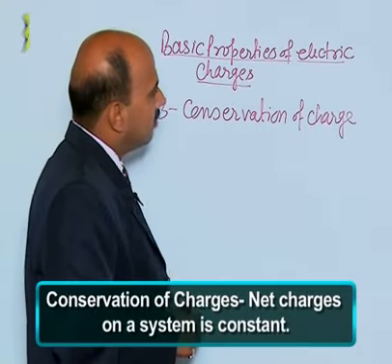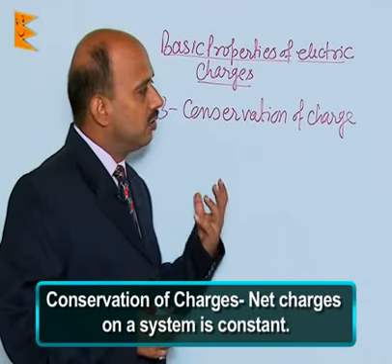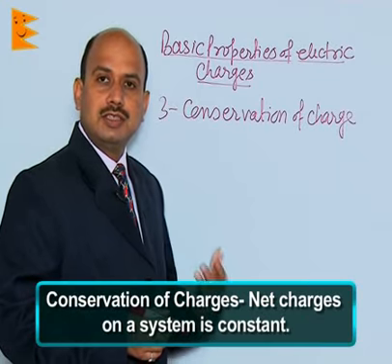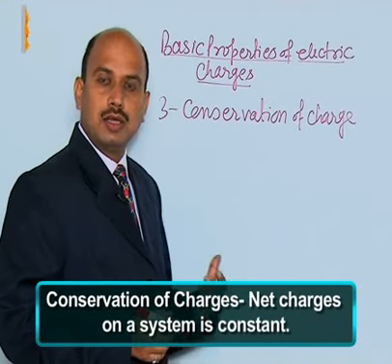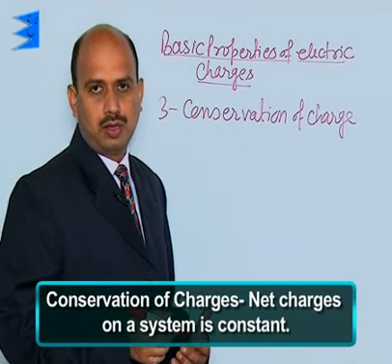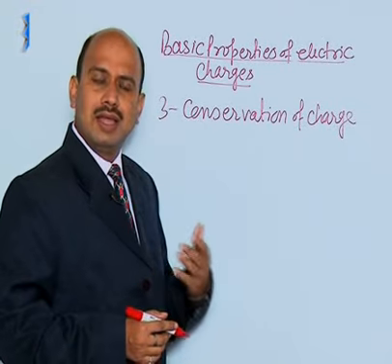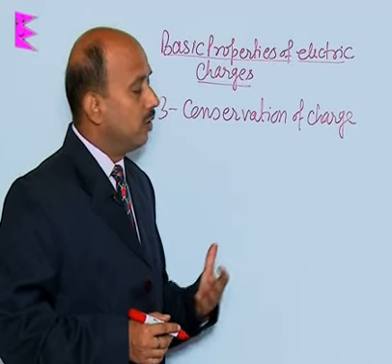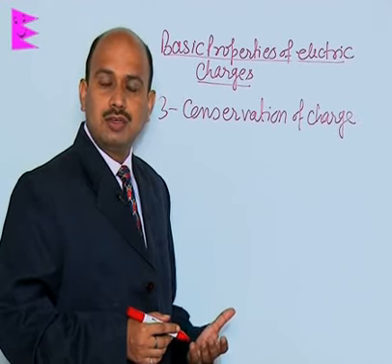Now a third one is the conservation of charge. According to this property, the net charge of the body remains constant. It cannot be created or destroyed. So you cannot create the net charge of the body which is an isolated system.